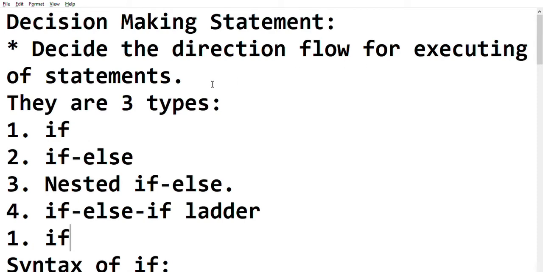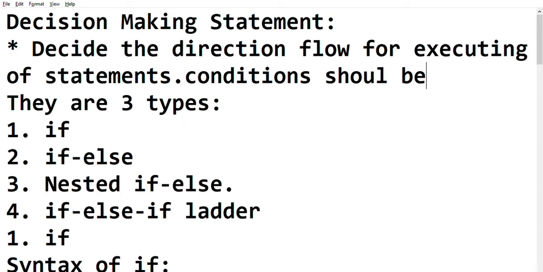A condition should be met, and only then is the decision made about the direction of flow for executing. Here there are three types of statements: if else, nested if else, and if else if. These are the different types of decision making statements.